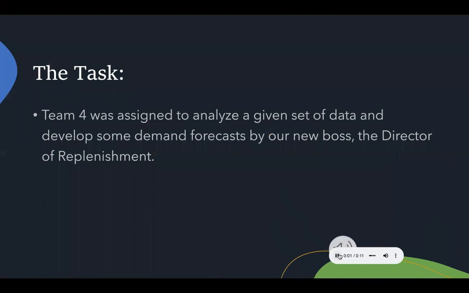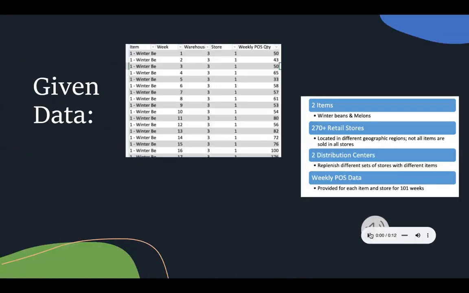At our new job, the Director of Replenishment reached out to Team 4 with a task and assigned the team to analyze a given set of data and develop some demand forecasts. This is the data given to us by the director. It consists of 2 items, melons and winter beans, over 270 stores, and the weekly point of sale data.